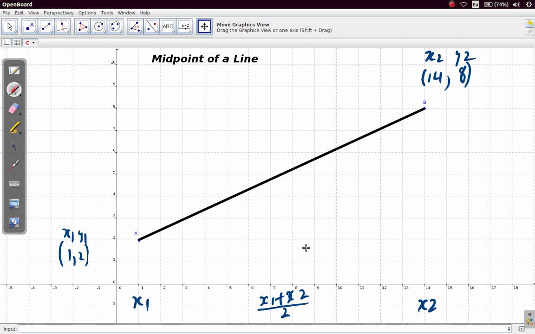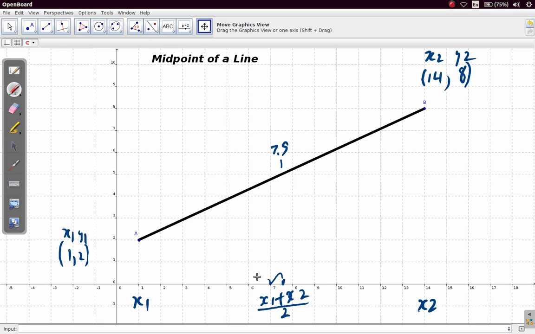Let's try it with these numbers. 14 plus 1 divided by 2 is going to be 15 over 2, which is 7.5. Supposed to be at 7.5. All right. So we have 7.5. What do we have out here? So let's determine exactly where 7.5 is. Right here. Now, let's see if it's really true.